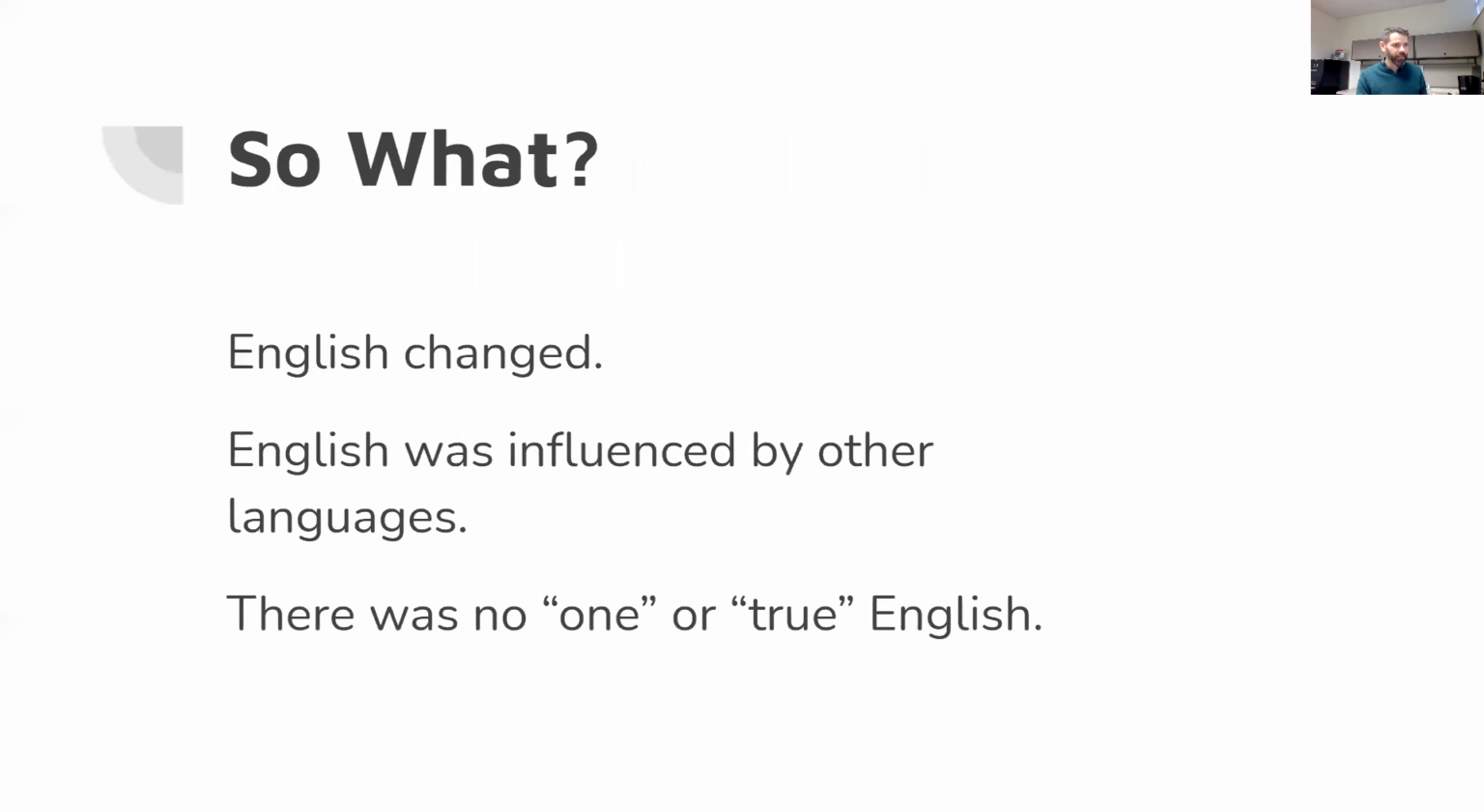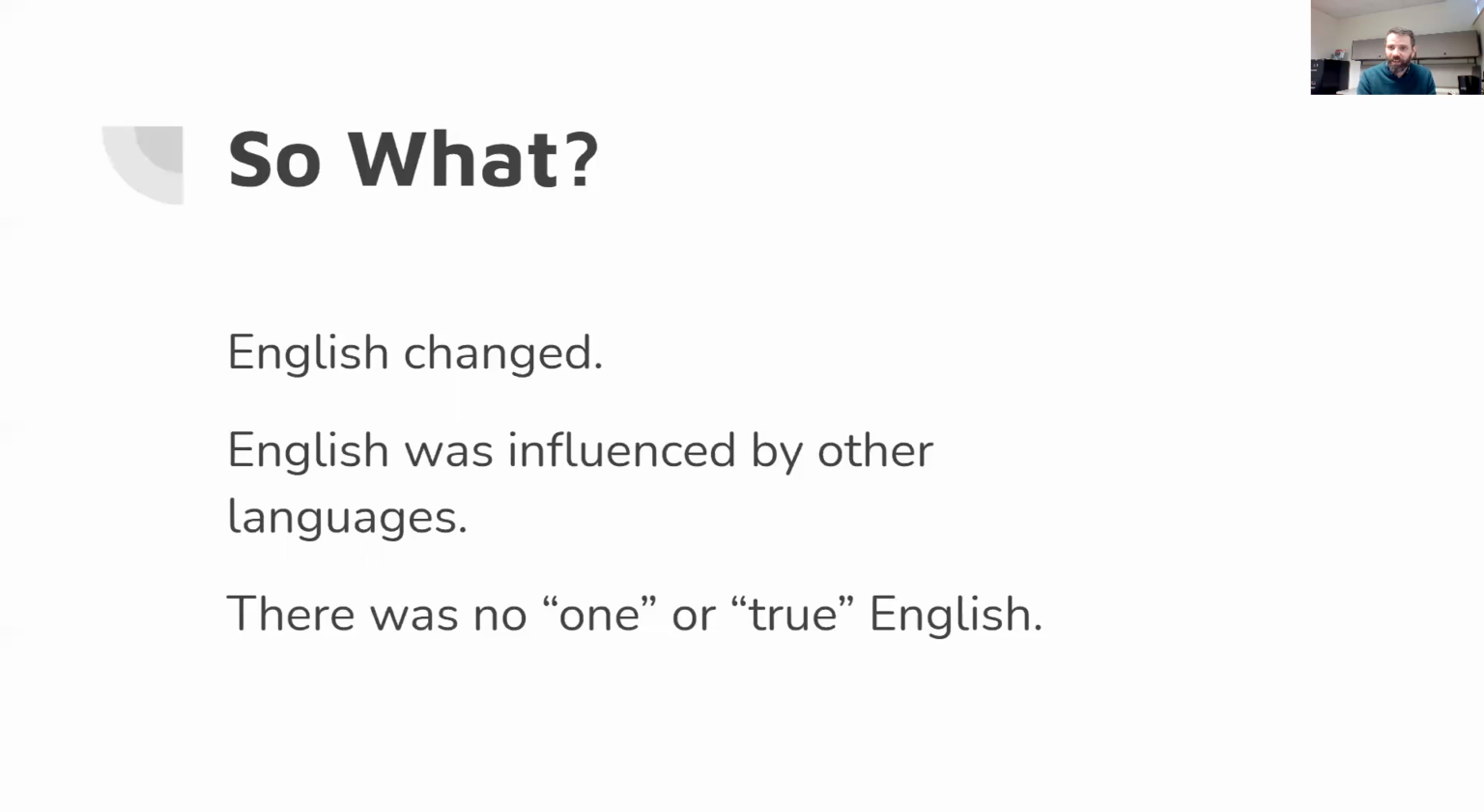So the big question we need to leave with our discussion of Middle English is, so what? Why do we care about this? How does it relate to our study of English grammar? The first thing is that it helps us understand that English has changed over time. And English will continue to change over time. This is a normal part of language. And English was influenced by other languages.